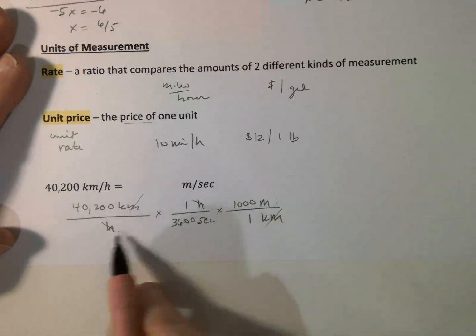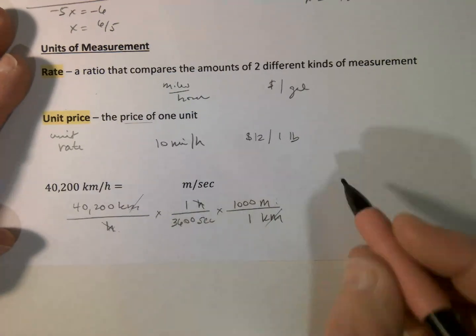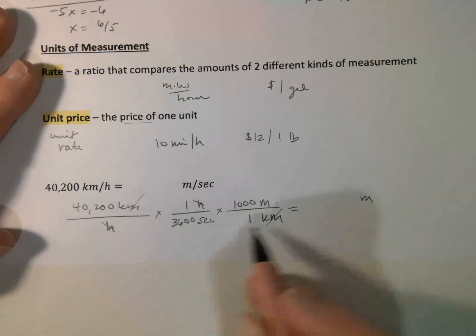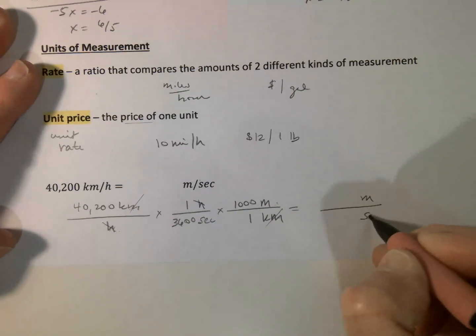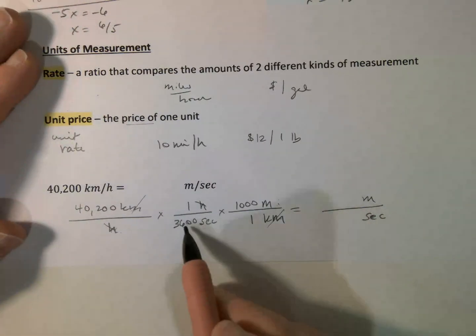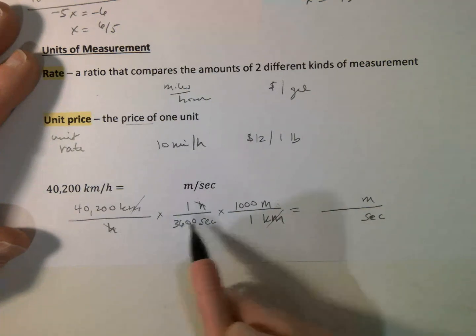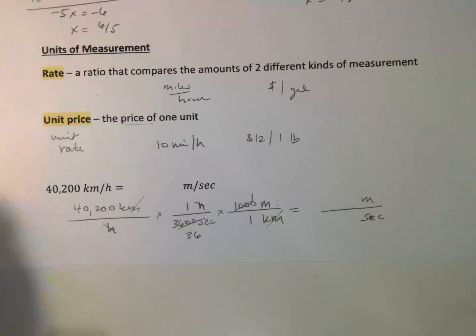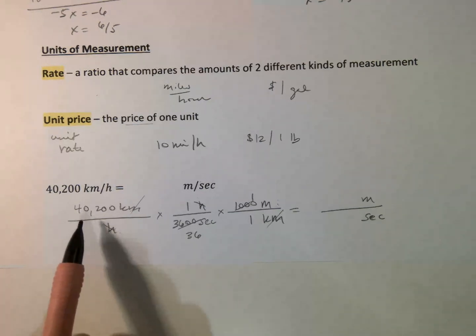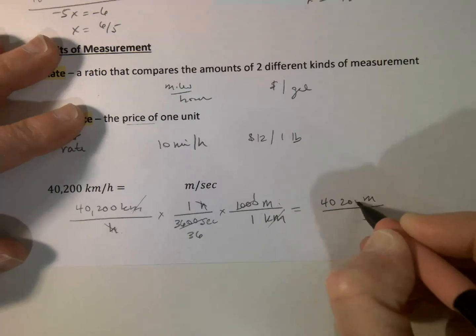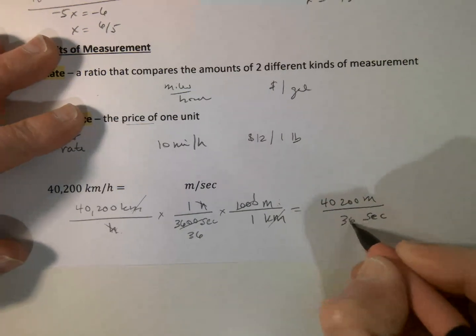Okay, so now I cancel out the units, and I'm going to end up with meters in the top and seconds in the bottom. Now all I have to do is the numbers. Here I have 3,600 and 1,000, so I can divide both of those by 1,000. That gives me 36. And I basically have 40,200. I'm going to write it like this: 40,200 is in the top and 36 is in the bottom.